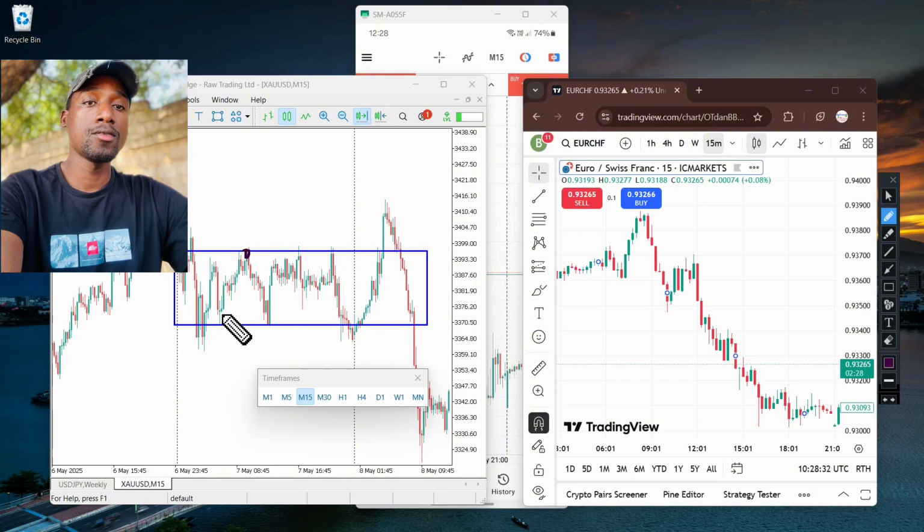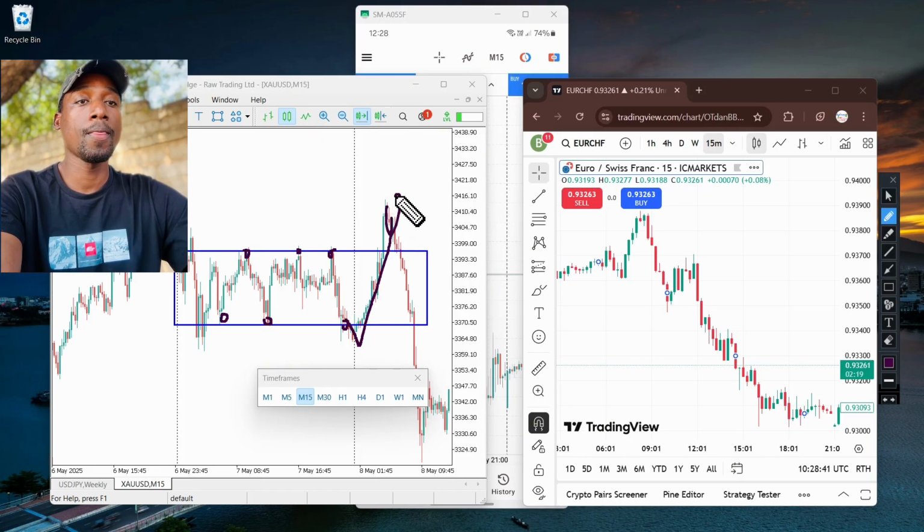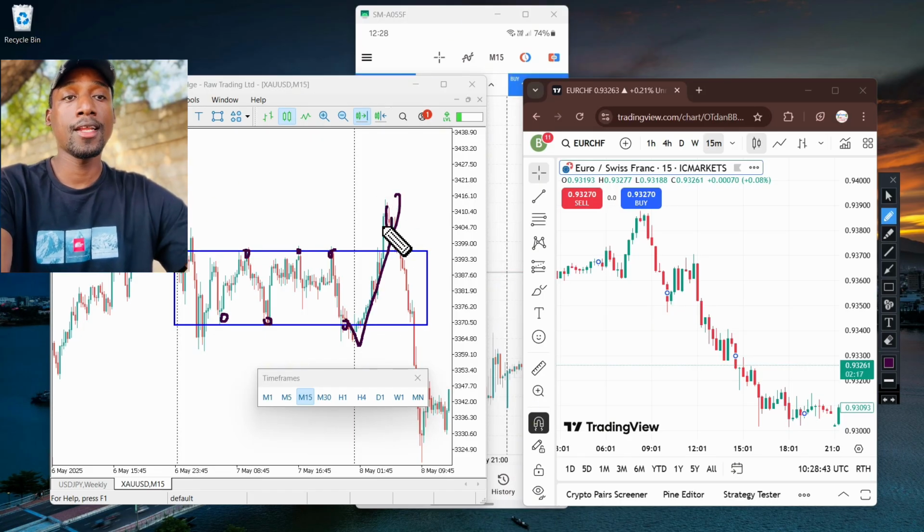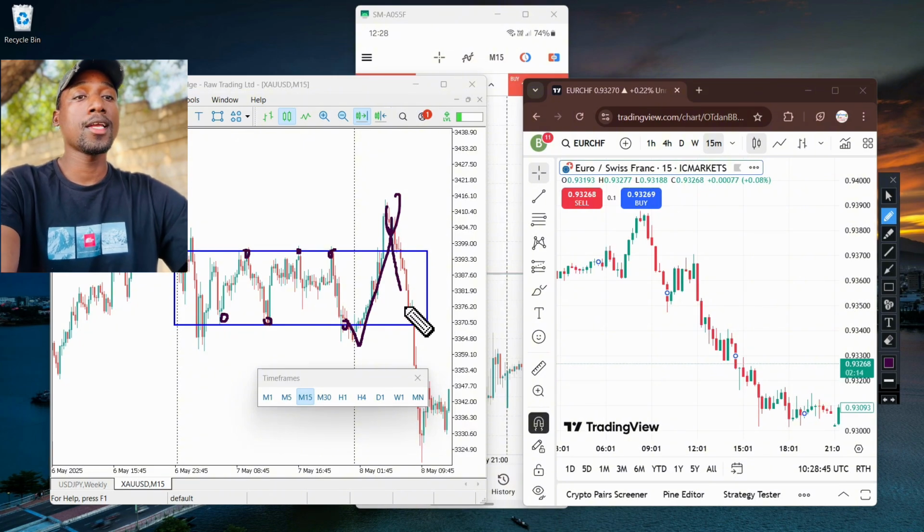You see here we have a bounce, we had a bounce, we had a bounce, and we had a break, and it came up. We had a break here. This is what we call a channel pattern, and the market will look.